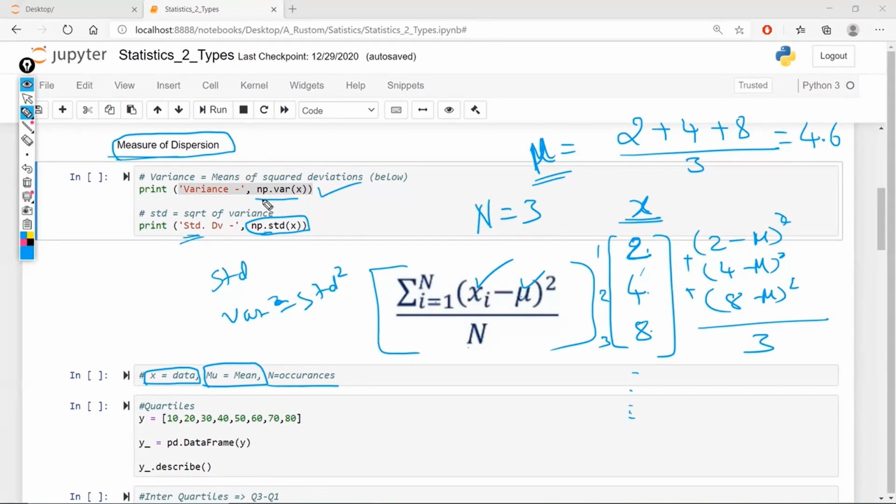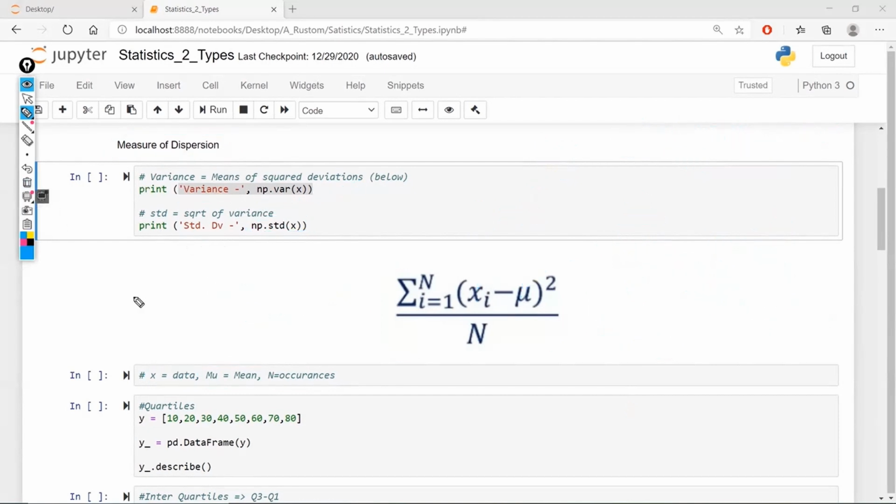So those kind of terms we call a measure of dispersion. Variance and standard deviation are the dispersion terms. All right. So now let's understand quartiles. What is a quartile? Say that I have some data here, 10, 20 up to 80, right? So how do we understand these quartiles?